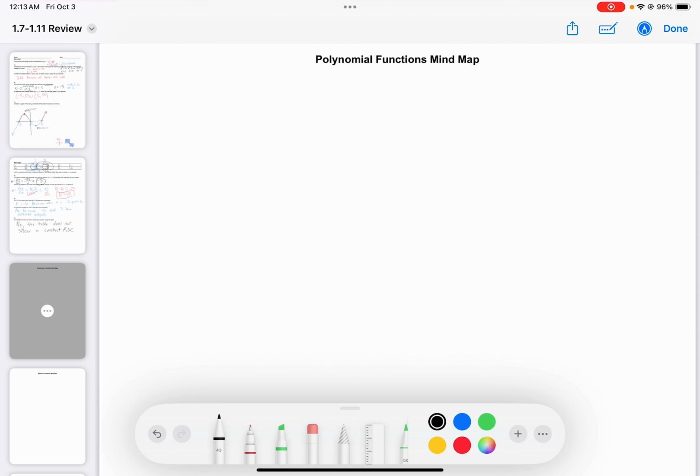All right, so let's see. What have we covered about polynomial functions? Well, we show these really in two ways. We show these in standard form.